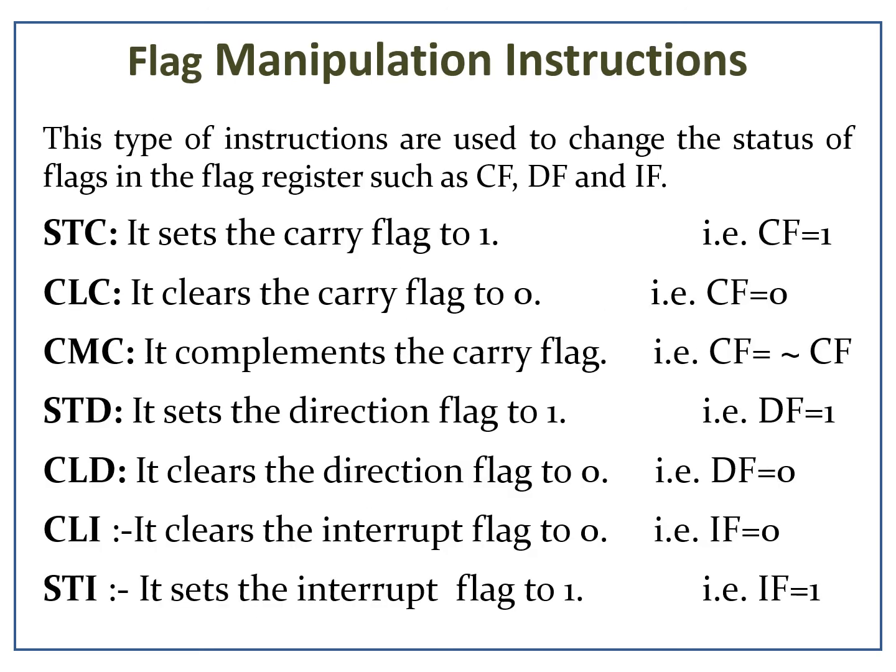Next instructions are flag manipulation instructions. These types of instructions are used to change the status of flags in the flag register, such as carry flag, DF and IF. So first is STC. It sets the carry flag to 1. CLC means it clears the carry flag to 0. CMC means it complements the carry flag. That means if it is 0, it becomes 1, and if it is 1, then it becomes 0.